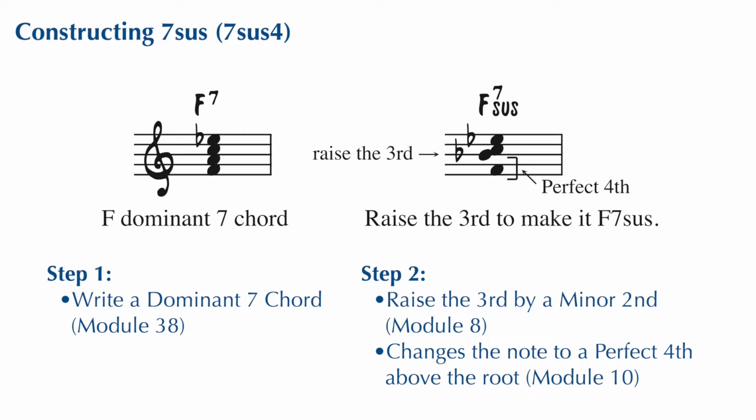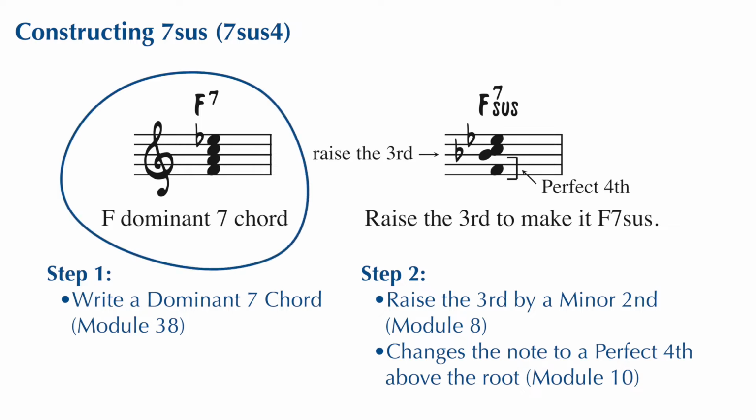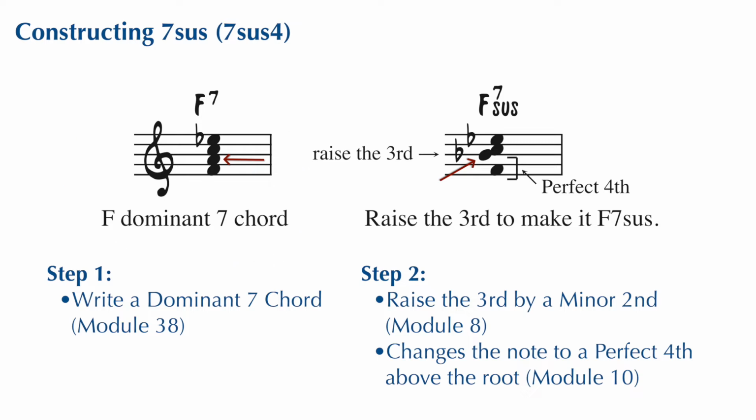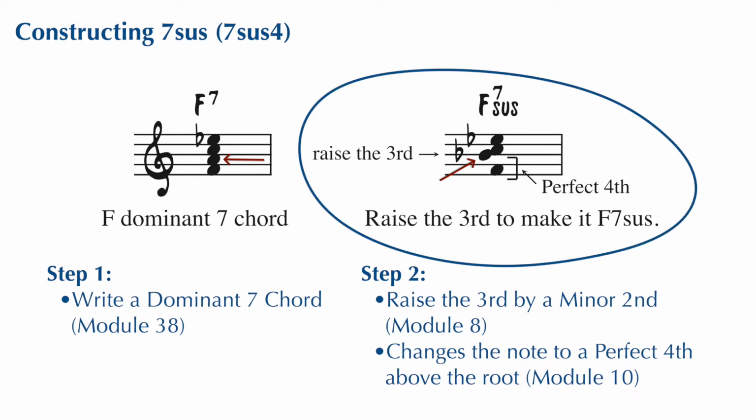For example, to write an F7 sus or 7sus 4, first you would write an F7 chord. That'll be F, A, C, E flat. Next, you take the third of the chord, that A, raise it a half step or a minor second from an A to a B flat. Now that is a perfect fourth above the root of the chord, which is F. And now we have F, B flat, C, and E flat. And now we have an F7 sus.